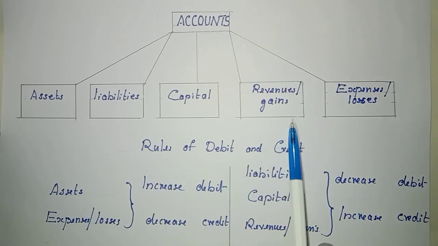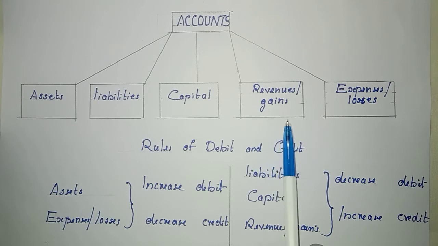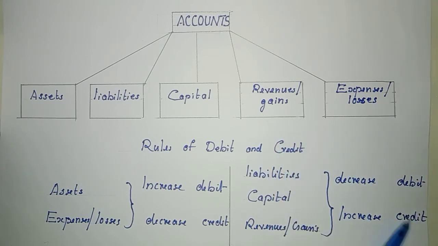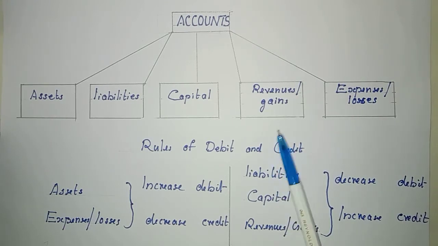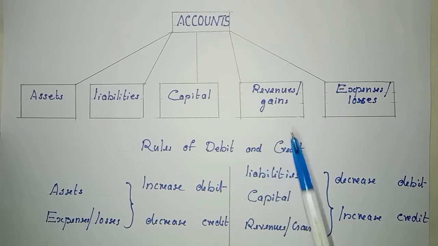Now the fourth one is revenues or gains. Revenues are the amounts earned by the business by selling goods or by rendering any service. Interest received, commission received, rent received, these are all examples of revenues.